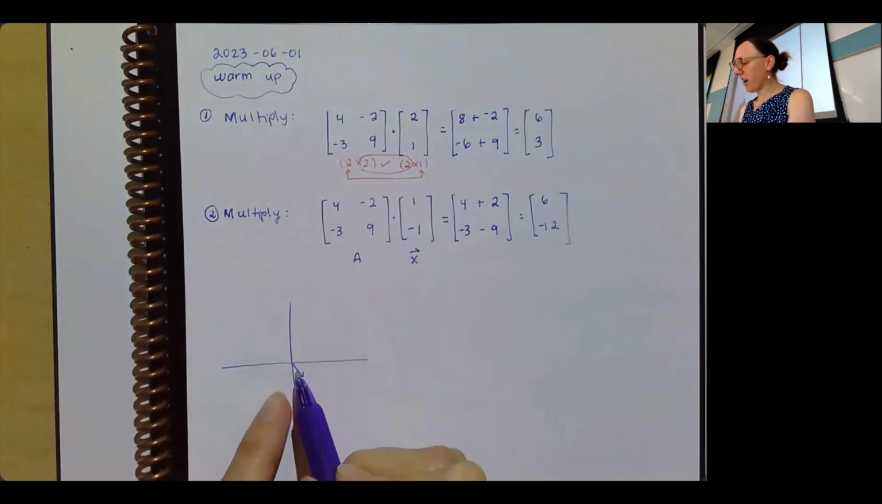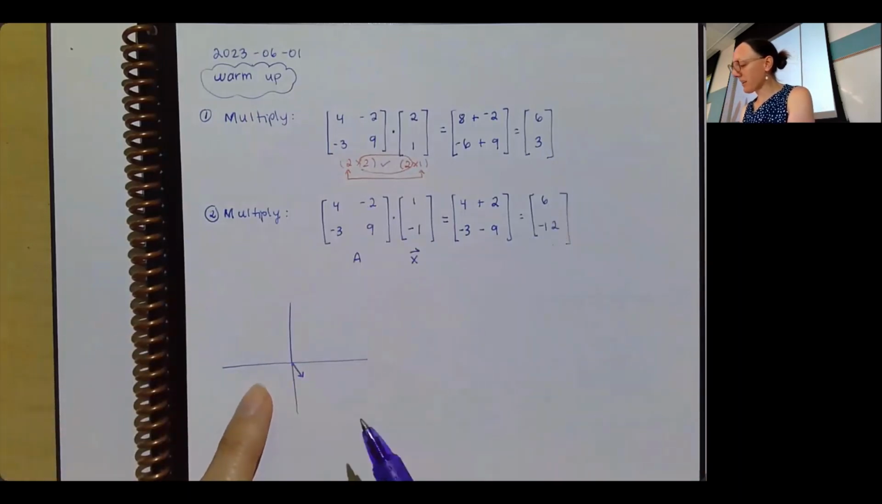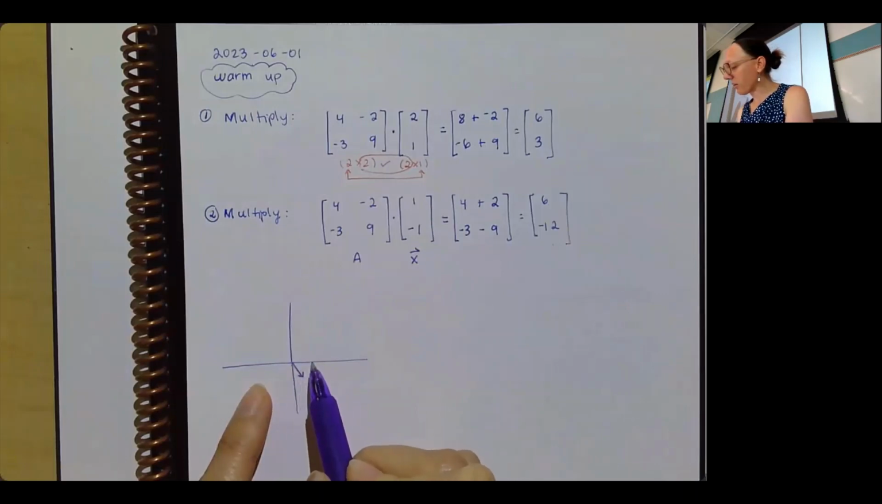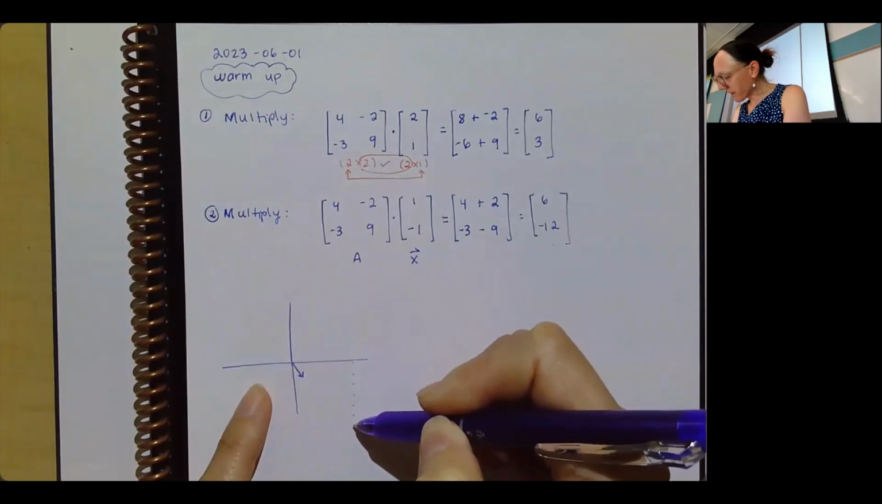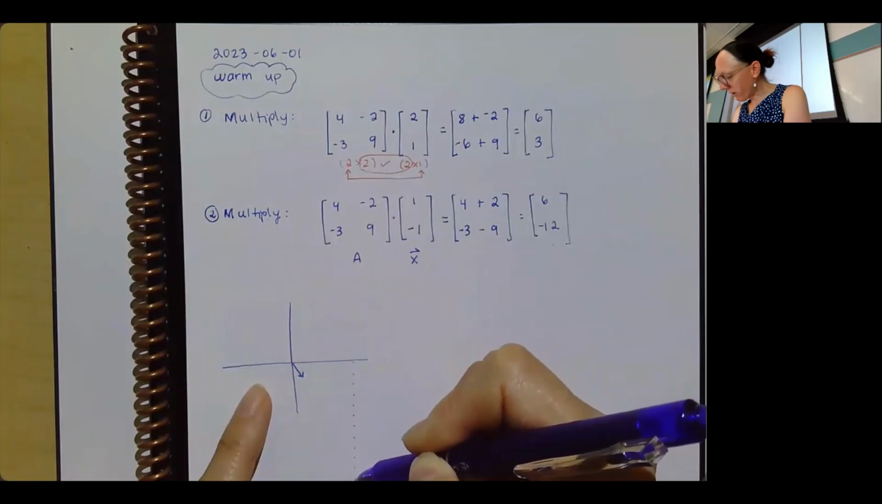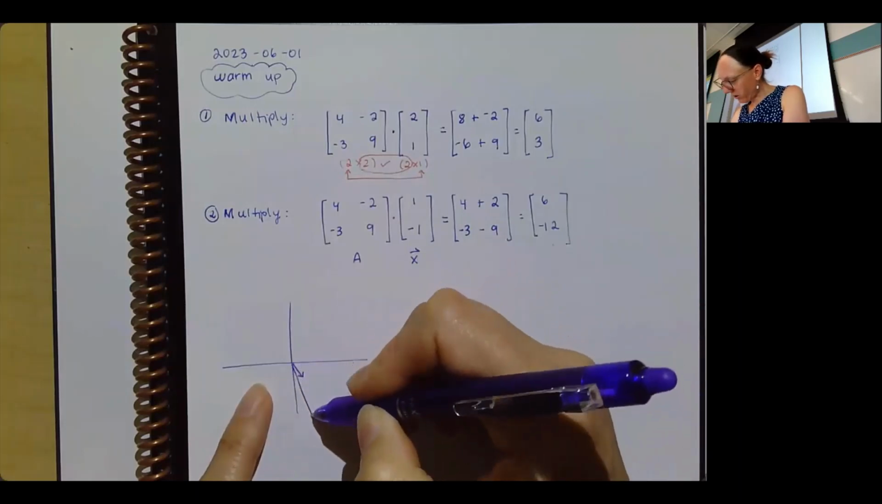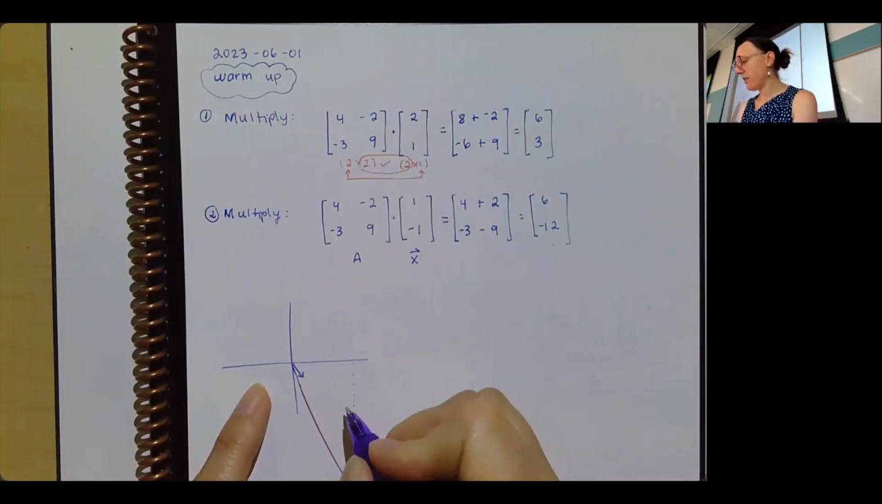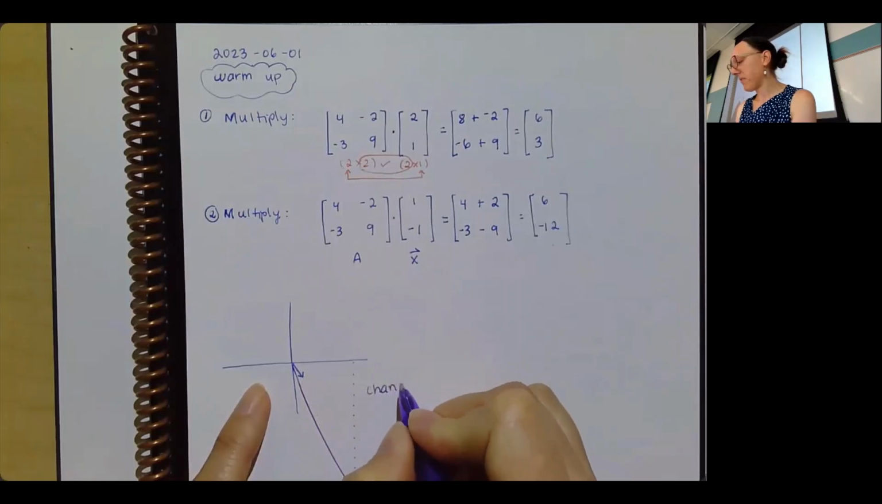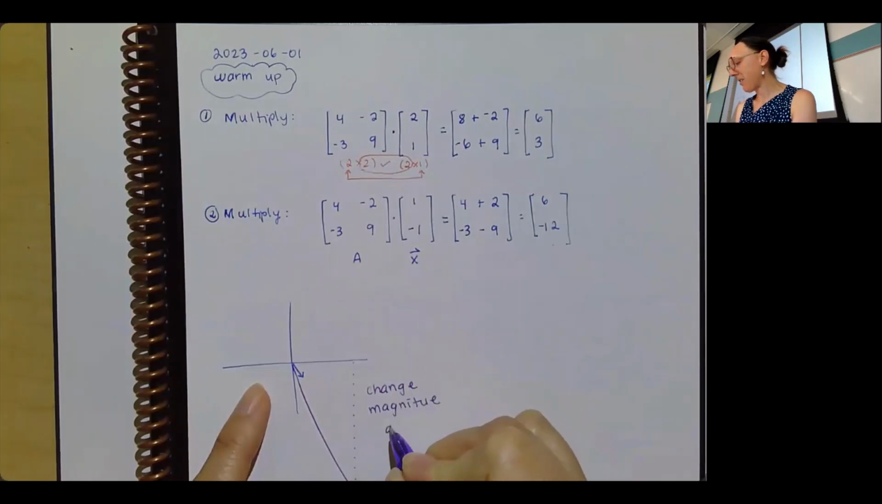So this vector got sent to a new place. It got sent to this thing that's 1, 2, 3, 4, 5, 6 to the right and down 12. 1, 2, 3, 4, 5, 6, 7, 8, 9, 10, 11, 12. Woo, okay. All the way down here. So this vector changed the magnitude and also the direction.